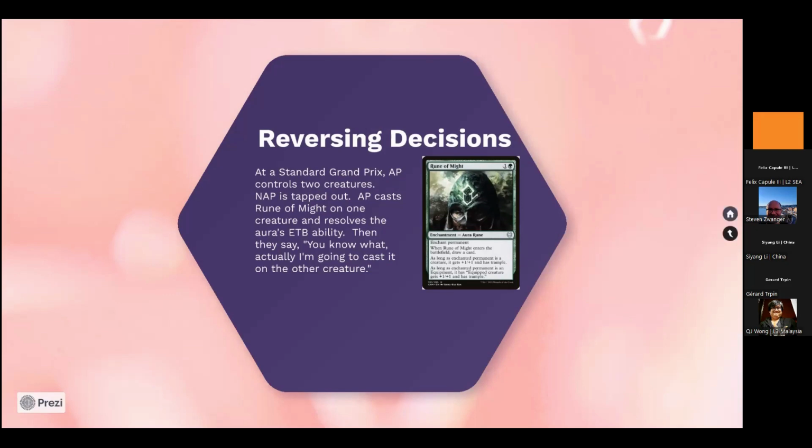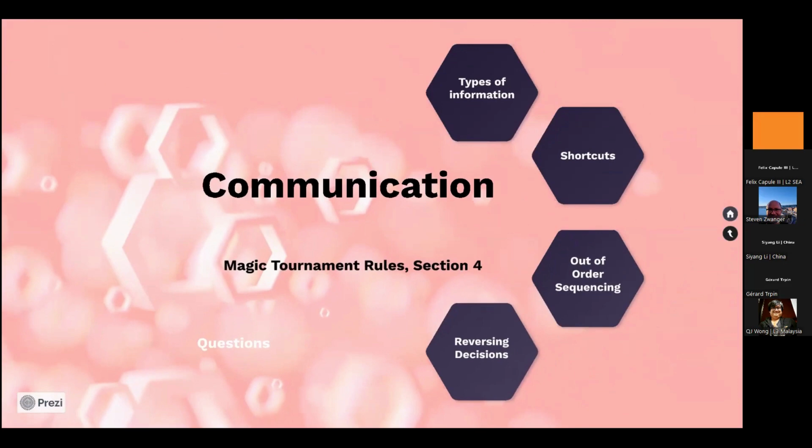That is the end of my presentation. I've gone a few minutes over time, for which I apologize, but I hope all of you have learned something about the communication policy in the MTR. I definitely would encourage you to go read it, because it's always a good idea to be familiar with these policies before you go judge. And again, these policies all apply at any rules enforcement level.